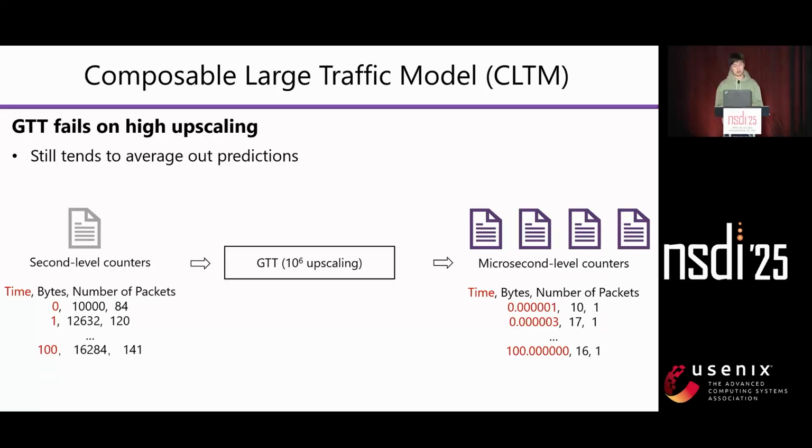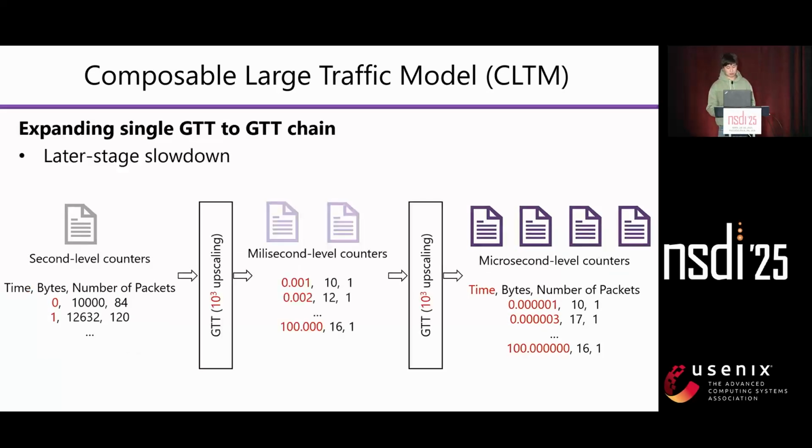GTT's output again tends to average out. So to overcome this limitation, we extend GTT into a chain of GTTs. By doing this, we reduce the upscaling ratio of each GTT, and we also increase intermediate inputs and outputs, allowing the system to handle larger scale TSR tasks.